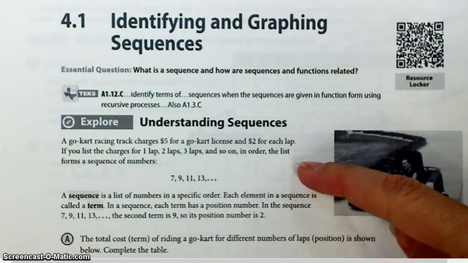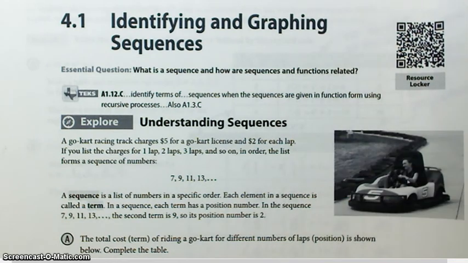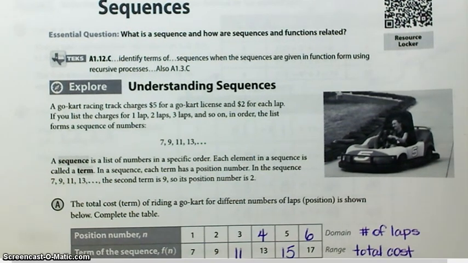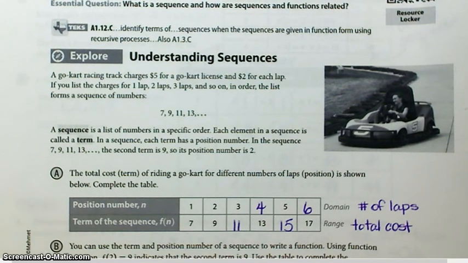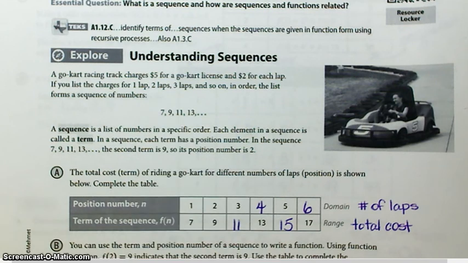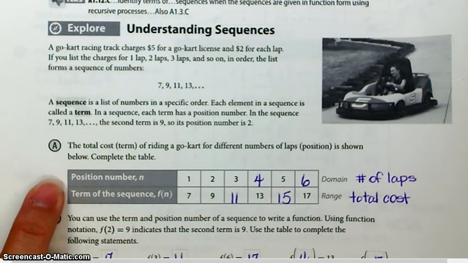So for instance, they give you a scenario: a go-kart racing track charges $5 for a go-kart license and $2 for each lap. If you list the charges for 1 lap, 2 laps, 3 laps, and so on, in order, the list forms a sequence of numbers. So a sequence is just a list of numbers in a specific order. Each element in a sequence is called a term. In a sequence, each term has a position number. In the sequence that they gave you, 7, 9, 11, 13, etc., the second term is 9, so its position number is 2. All right, so they show you this in the form of a table.